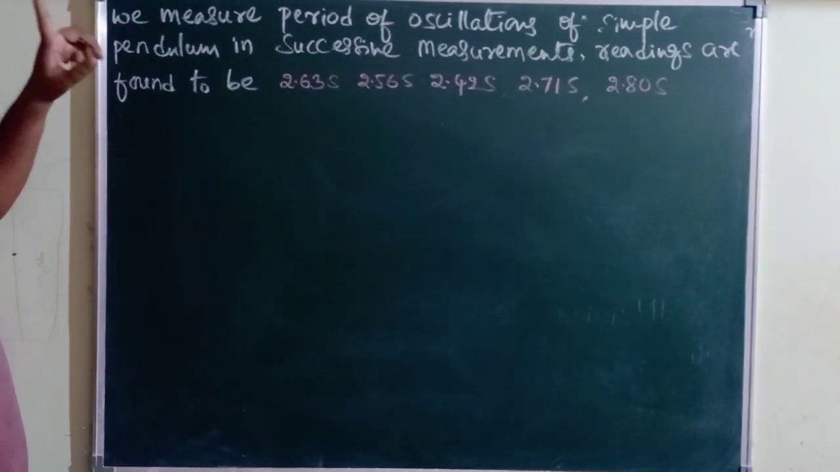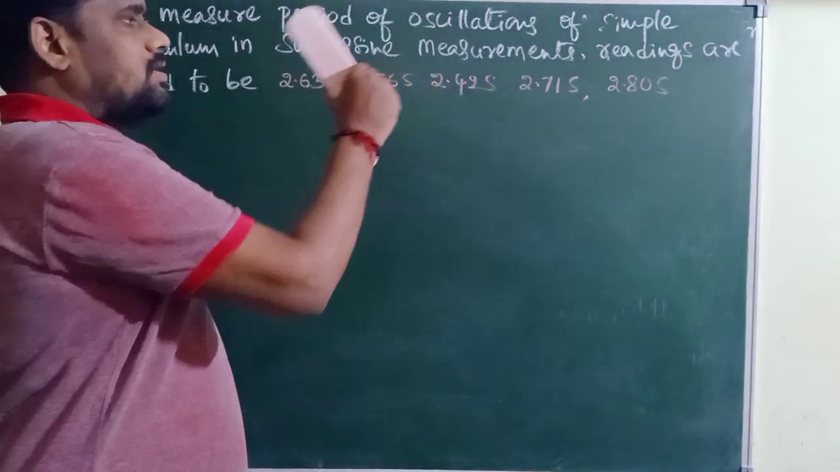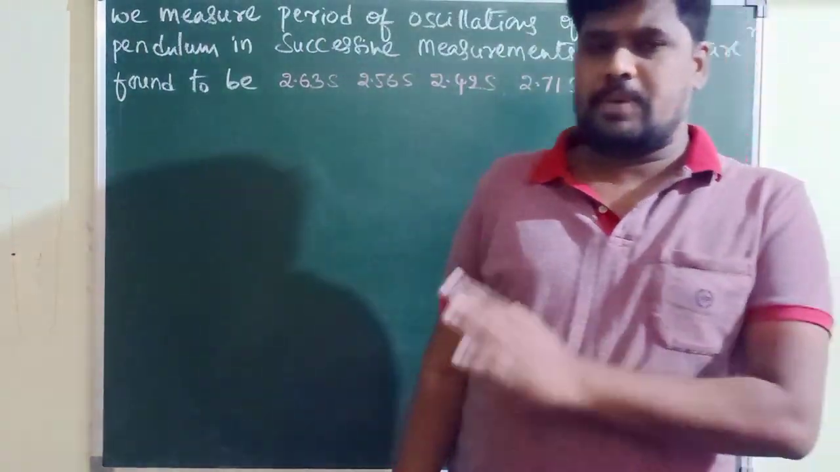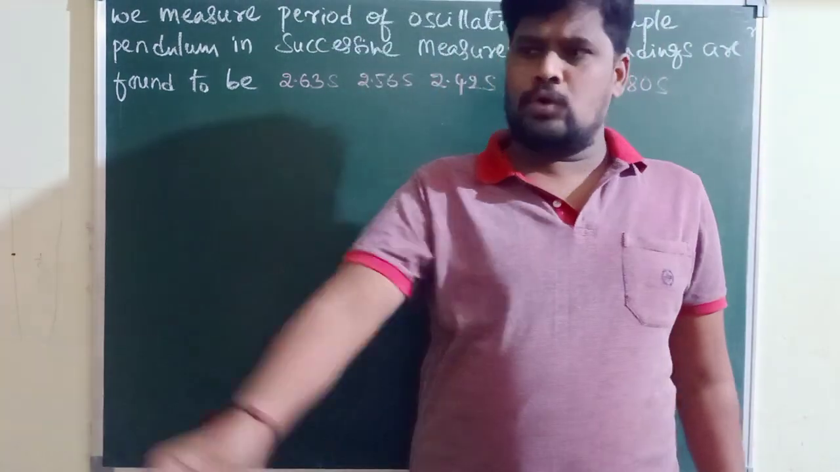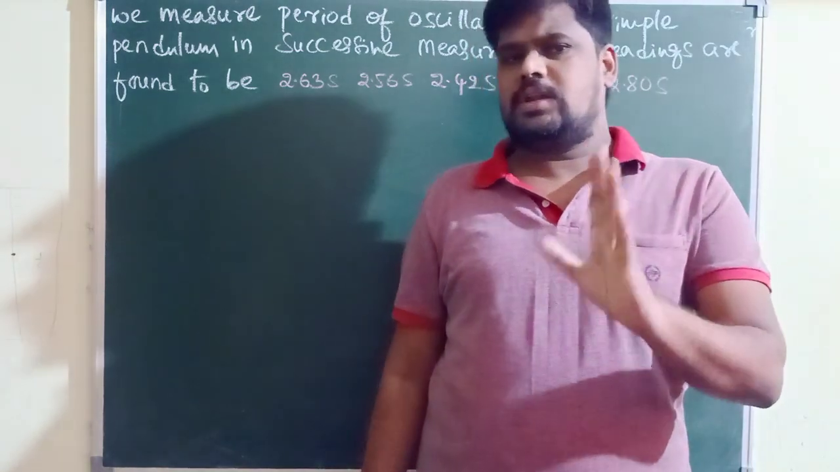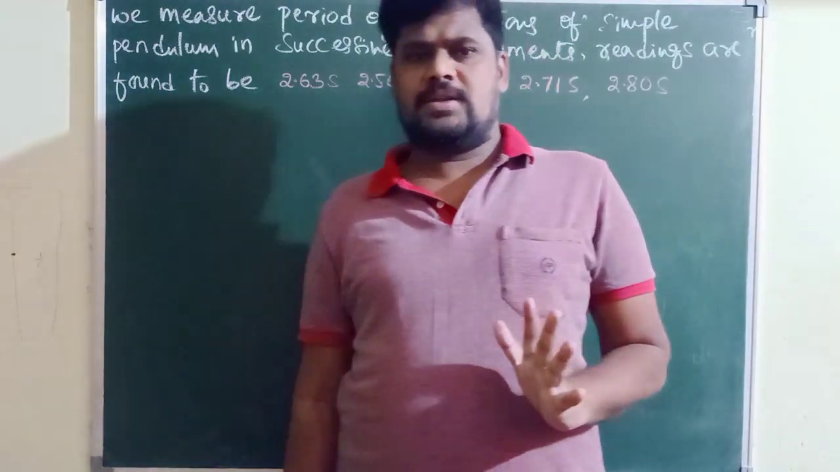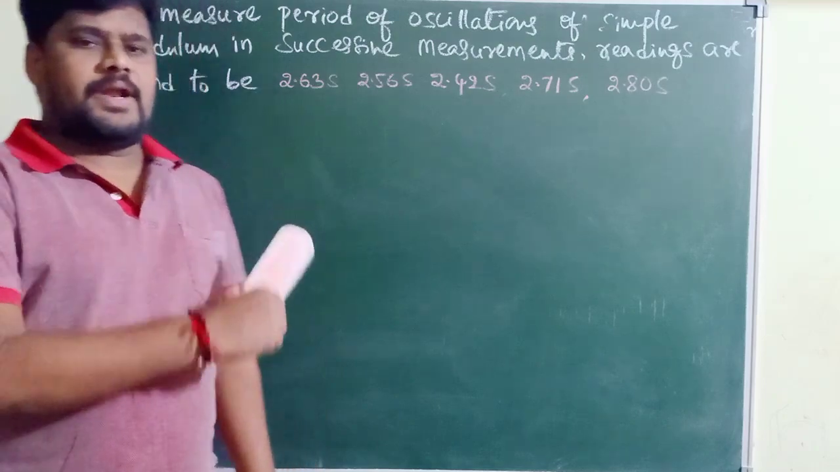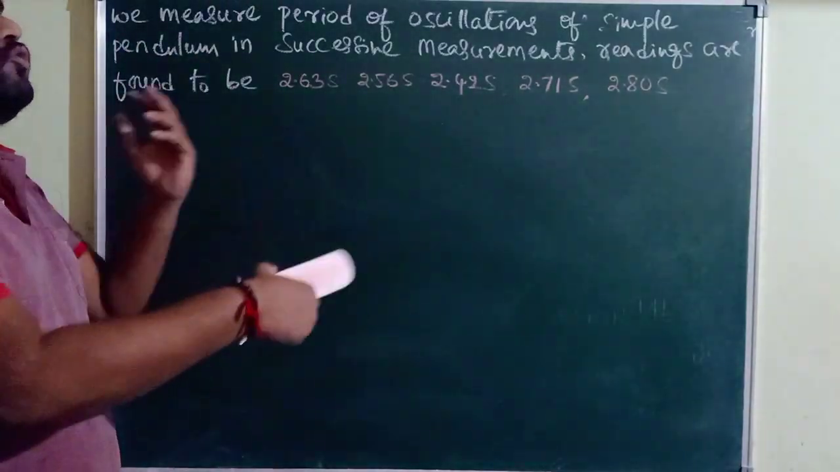Look at the problem here. We measure the period of oscillation of a simple pendulum in successive measurements. That means we are asked to determine the time period of a simple pendulum. You know very well the time taken by the pendulum to complete one oscillation, we call it a time period, and we measured the time period in successive measurements.